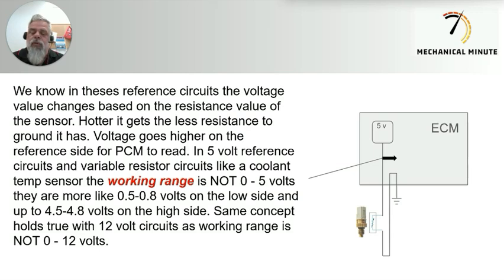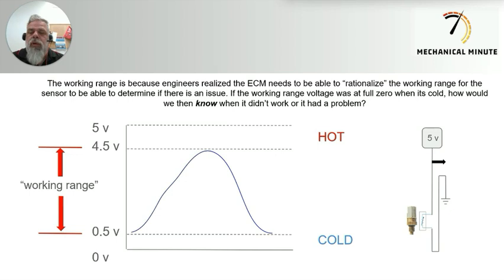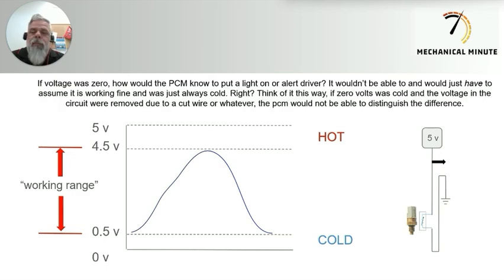The same holds true with 12-volt circuits, as the working range is not a true 0 to 12 volts. The working range exists because engineers realize that the ECM needs to be able to rationalize the working range for the sensor to be able to determine if there is an issue. If the working range voltage was at full 0 when it's cold, how would we know when it didn't work or had a problem? If the voltage was 0, how would the PCM know to put the light on or alert the driver? It wouldn't be able to, and would just have to assume it is working fine. It was just always cold, right?